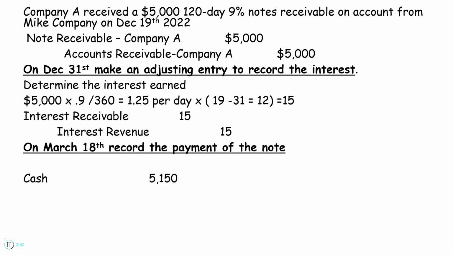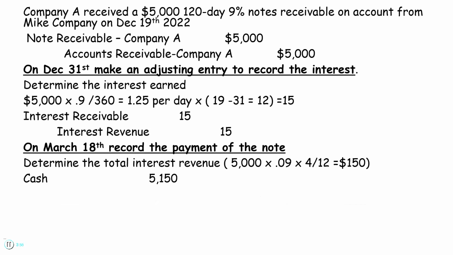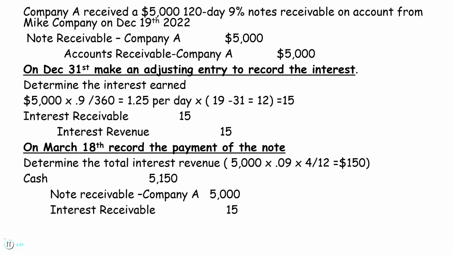Now, what does it look like when we record the payment? Well, the total interest is $150, but we're going to take the notes receivable off the books, and then the interest revenue, and then we book the cash. And that ends this presentation. And then we book the interest revenue, which is the difference between the 150 and the 15 we already accrued last year.